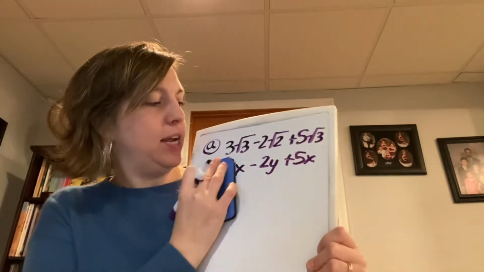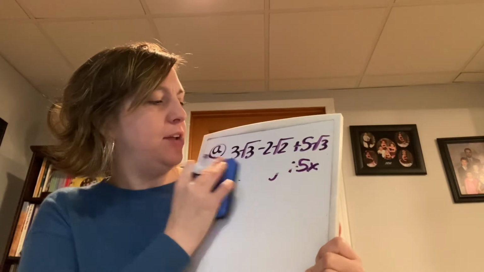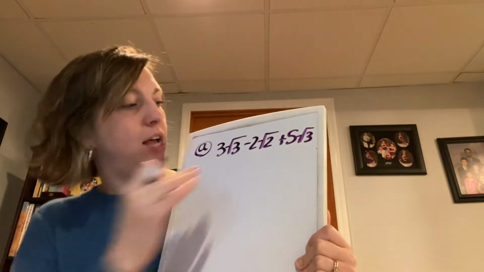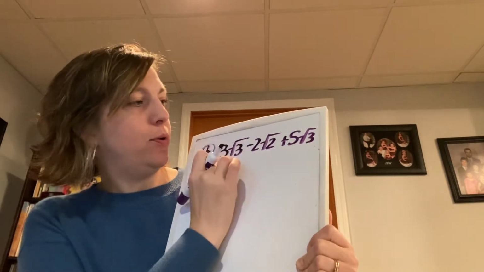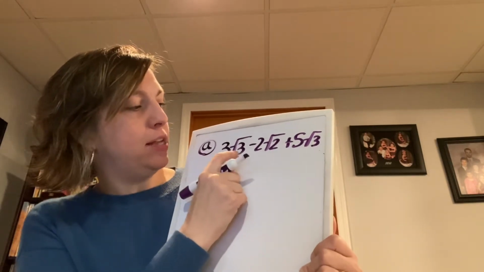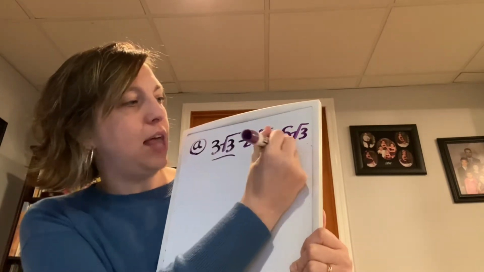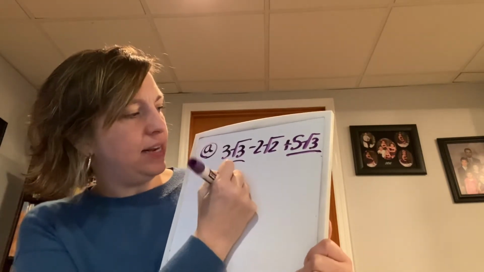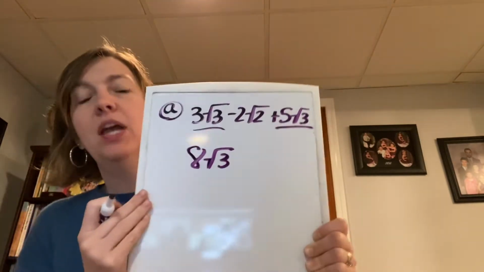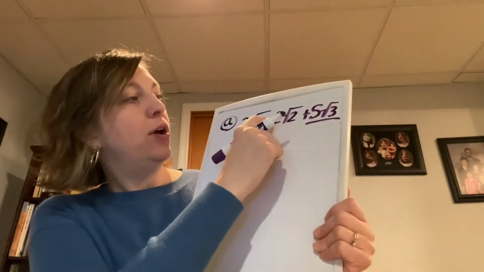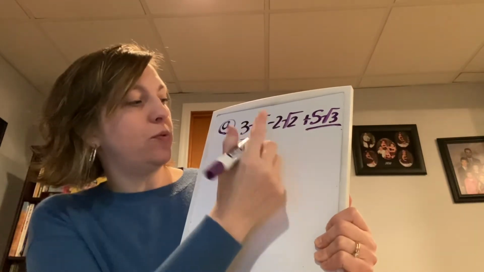So I'm not going to keep it that way. I just wanted you guys to understand that square root of 3 and square root of 3 are just like a variable. So if I have 3 square root of 3's and then I'm adding 5 square root of 3's, these are like terms. Now I have 8 square root of 3's, just like I would have had 8x. Same concept.